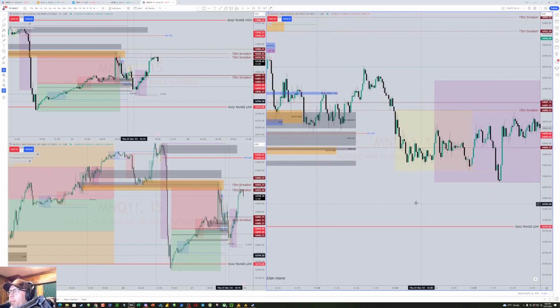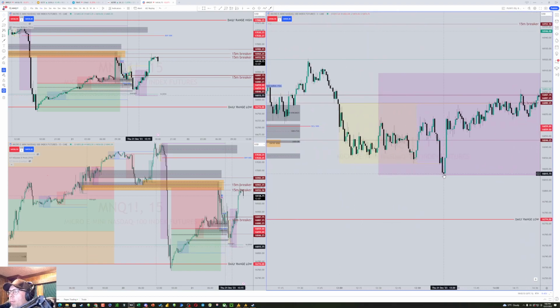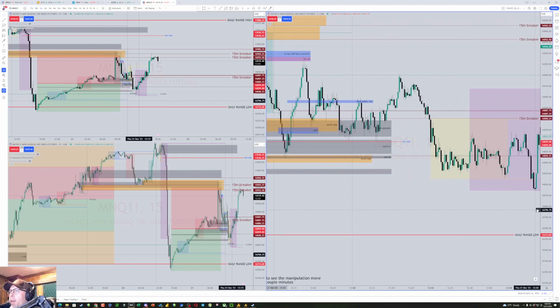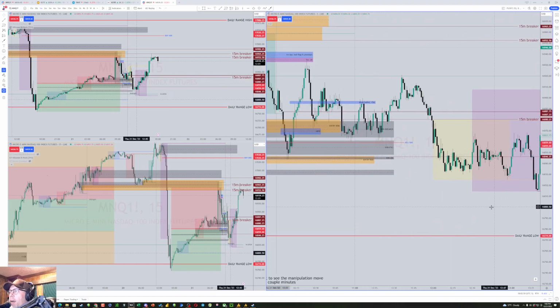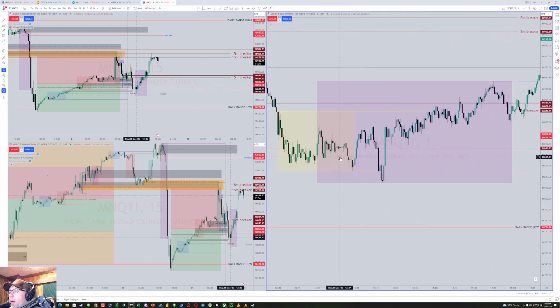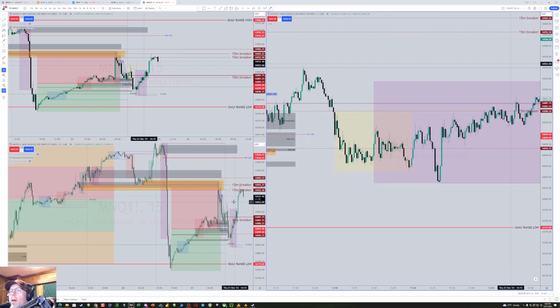So that's interesting because that doesn't happen until 1:20. That's when that happens. And that's when we actually end up taking off. And then from there, you get a balanced price range. And then all these breakers start being functional again. So those are the 15 and 5 minute.